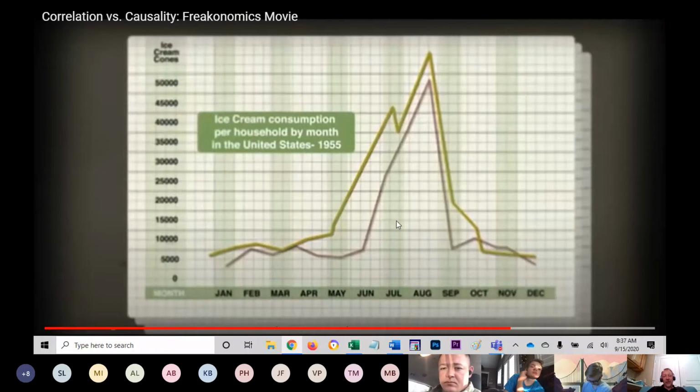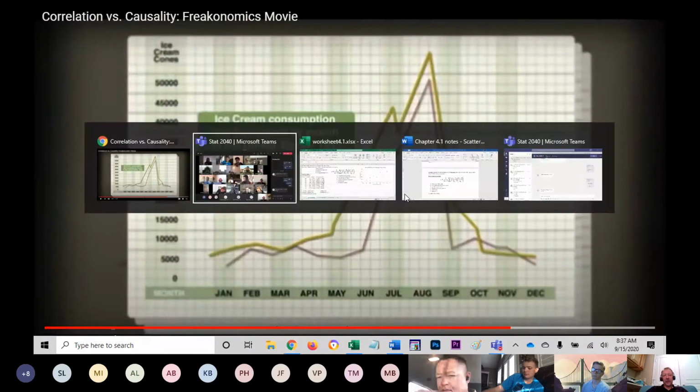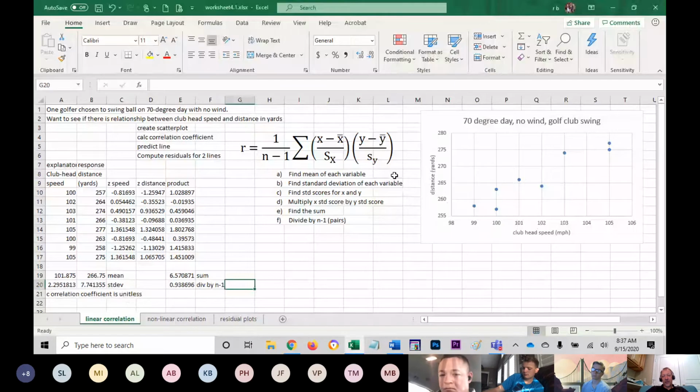And so the interesting thing about correlation is, even though ice cream does not cause polio, we could actually use ice cream sales to predict the number of polio cases. And so this is a perfect example of correlation is not causality. Ice cream does not cause polio, but you could actually use the number of ice cream sold to predict the number of cases of polio that you would have. And so once again, this is a perfect example of correlation and causality.